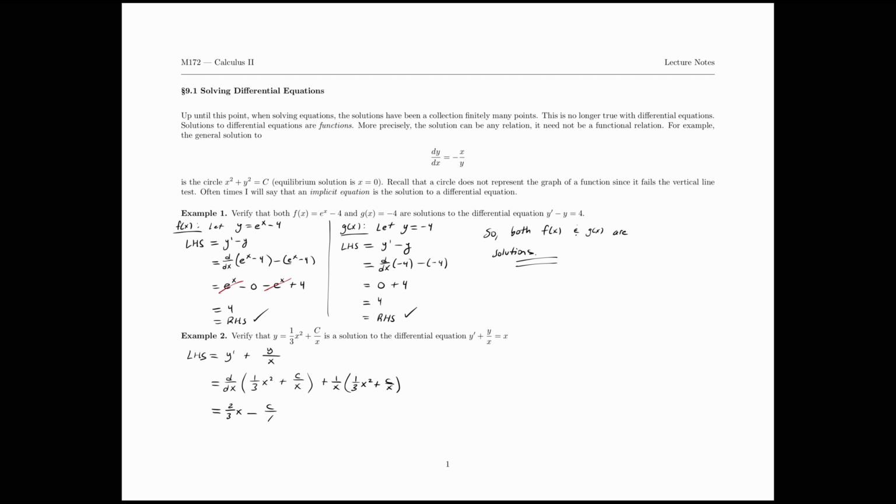minus c over x squared plus, and then we'll distribute. So this will be 1/3 x plus c over x squared. Now, of course, the c over x squareds cancel. And then we're left with 1/3 plus 2/3 is 1, so 1x, which is the right-hand side. So that implies that this is a solution to the differential equation.